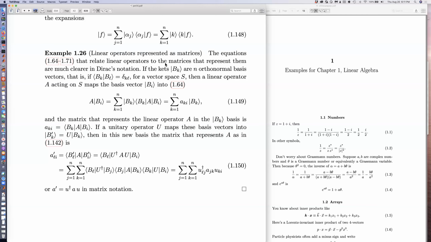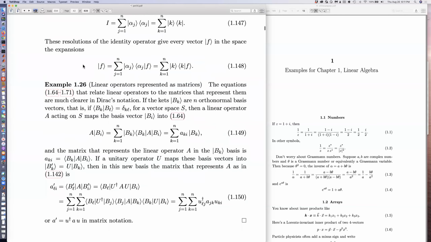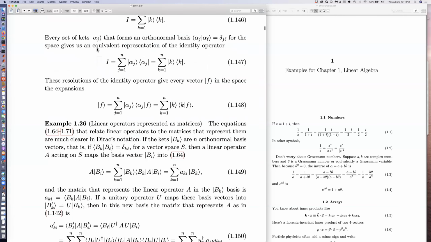All right, let's just focus for a moment on this. This is the equation that you really want. This is the bottom line in a sense. If you have an orthonormal basis, whether it's the basis alpha or the basis k, you can take the outer product of your orthonormal basis vectors and sum over them. That gives you the identity operator. You can choose any basis you want. You get the same identity operator.